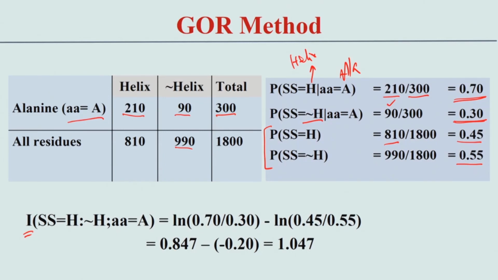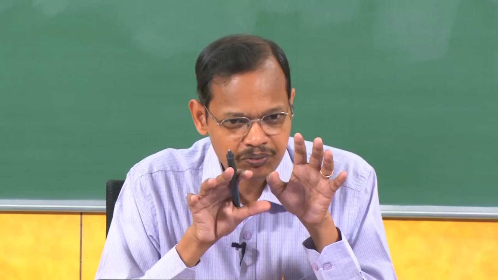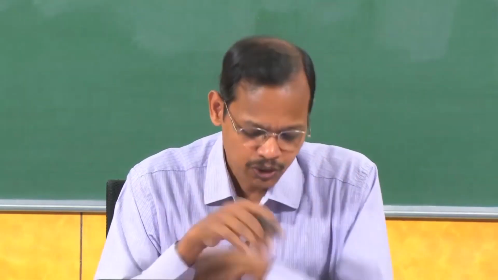So, the probability of alanine in helix is given as the logarithm of 0.7 by 0.3, this is for alanine, minus the logarithm of 0.45 by 0.55, this is for the whole protein. If you calculate this, the first term is equal to 0.847 and the second logarithm is minus 0.2. If you subtract, finally we get the value of 1.047. From this number we can say whether this alanine prefers to be in helix or not. So, does it prefer to be in helix or not?